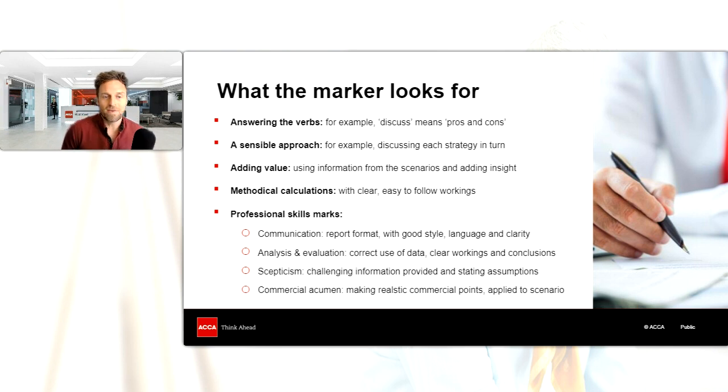And also commercial acumen. This is about making realistic points and recommendations and applying it to the scenario. So many students just write generic points that don't link to the scenario. You've really got to make sure that you're linking it to the scenario you've been set. Think about the industry that company's in. Think about the products they're selling. Think about what their name is and their product names. Getting those into your answer will really help you to get those commercial acumen marks.